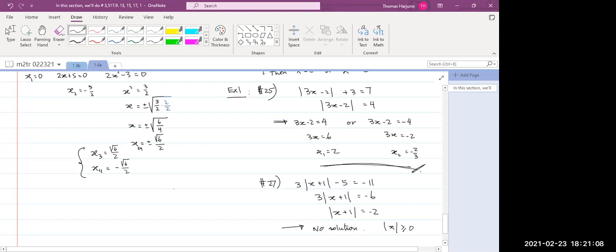So what happens if absolute of blah equals 0? The only time absolute of blah equals 0 is when blah itself equals 0. It's kind of a trivial situation.